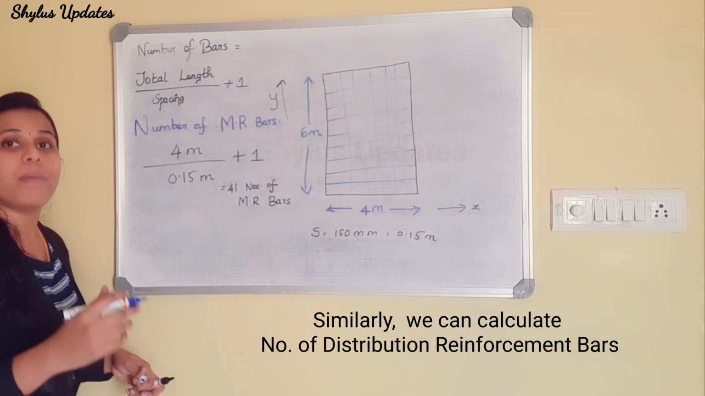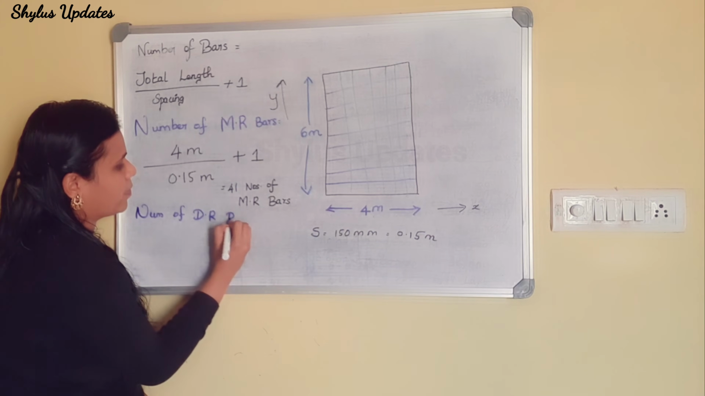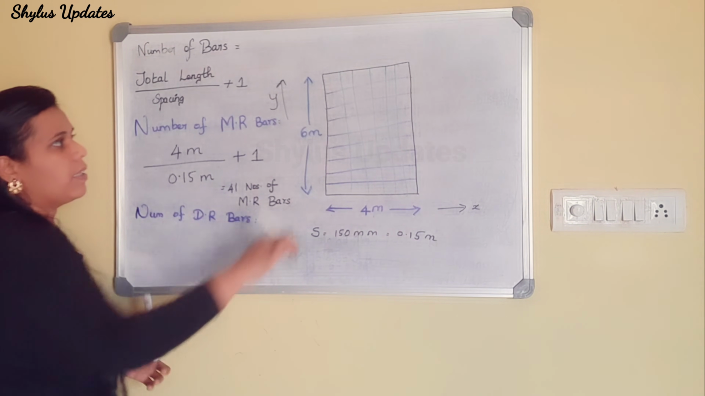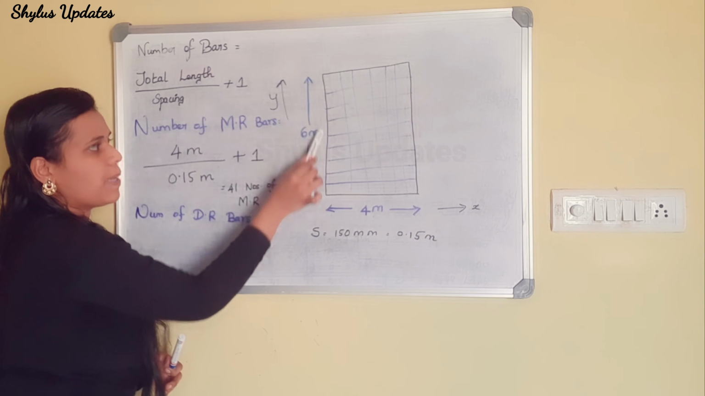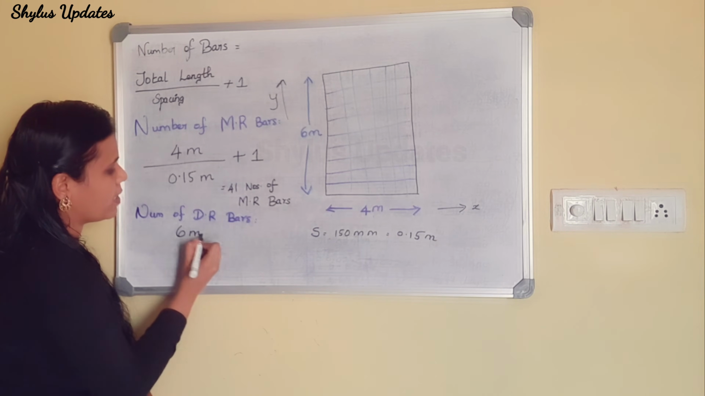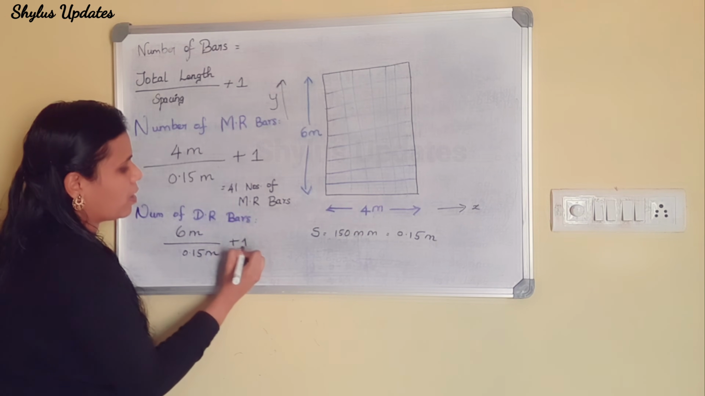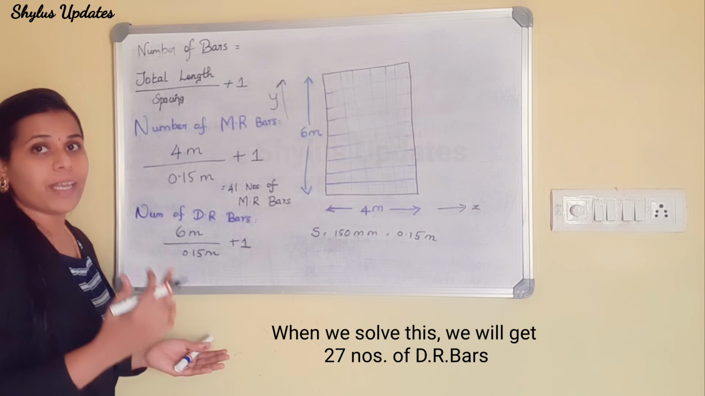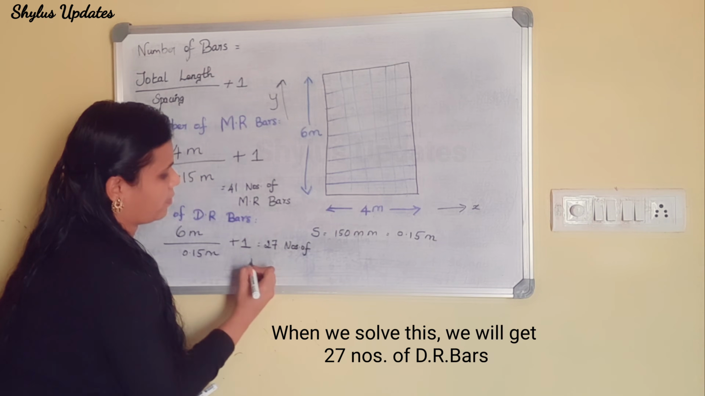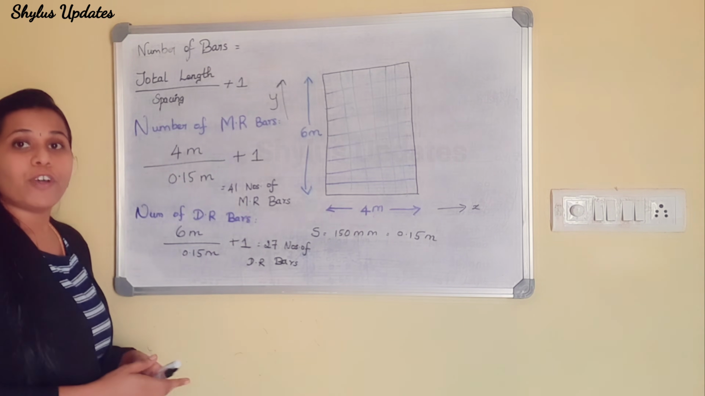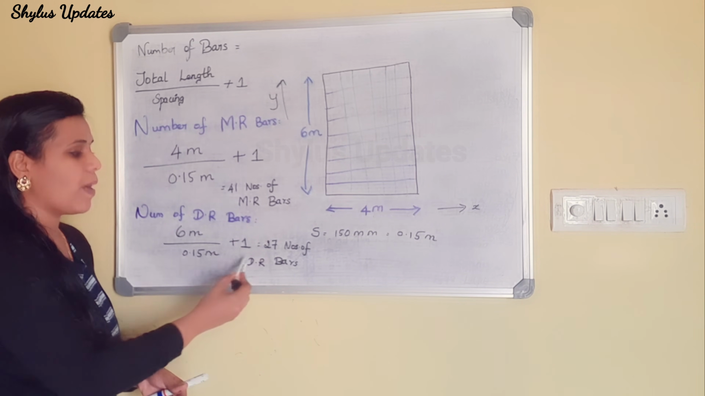Similarly, we can calculate number of distribution reinforcement bars. These are all distribution reinforcement. The total length of distribution reinforcement bar is 6 meter. Right here 6 meter divided by spacing 0.15 meter plus 1. When we solve this, we will get 27 number of distribution reinforcement bars. Therefore, number of main reinforcement bars are 41 and number of distribution reinforcement bars are 27.